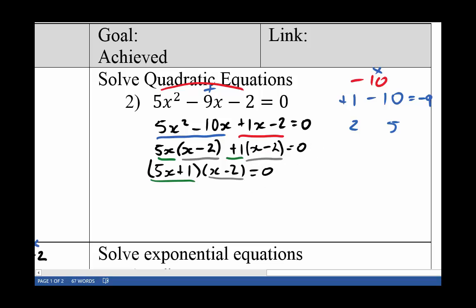Finally, I can do the solving part. All I've done is factorising so far. Solving a quadratic equation, what I need to figure out is, well, if these two things here are separated by a multiply sign, that is essentially saying something times something equals 0.